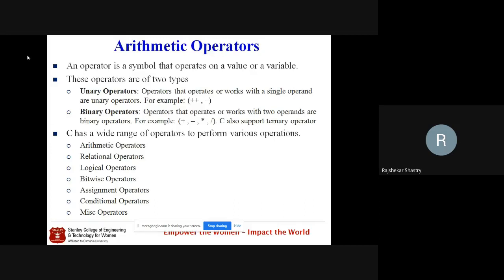Similarly, increment and decrement operators are the famous operators in C language. We also call them shorthand operators, which are available in C language. Increment and decrement are also unary operators, right?